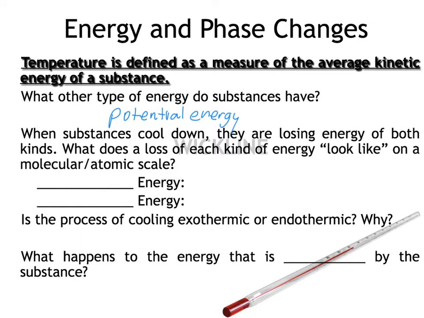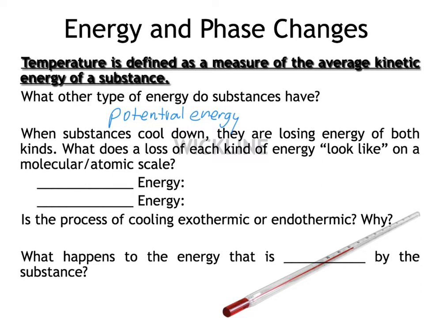So you would notice probably the kinetic energy being lost more than the potential energy, because you would notice that the substance is getting cooler to the touch as it loses kinetic energy. However, as substances cool from the gas phase to the liquid phase to the solid phase, they're also losing potential energy. That is the energy that is stored in the distance between molecules.